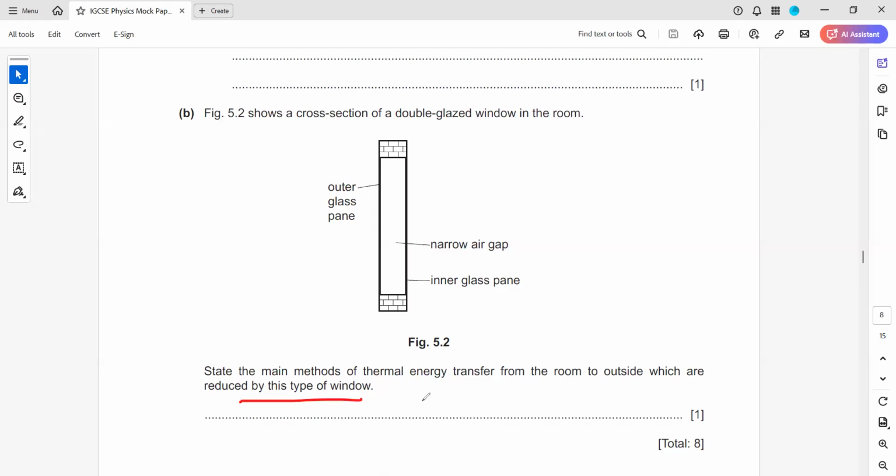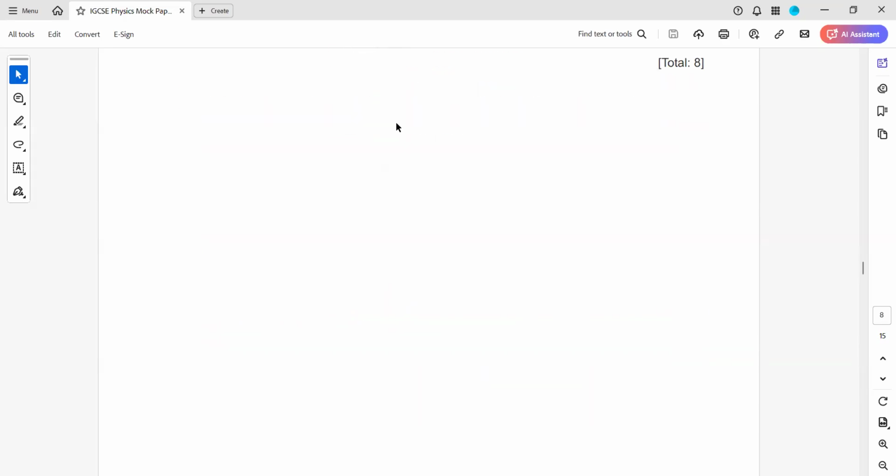No, the answer for this one is just the method which is reduced. So you can say conduction or convection, since they said main method. Either one of them. State the main method of thermal energy transfer from the room to the outside, which is reduced by this. So conduction and convection are reduced by this. Yes, I know, but you can write either conduction or convection. They do accept here. This is methods, not method.